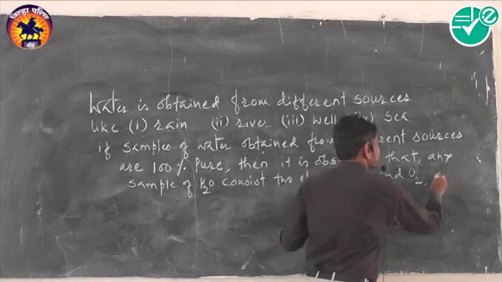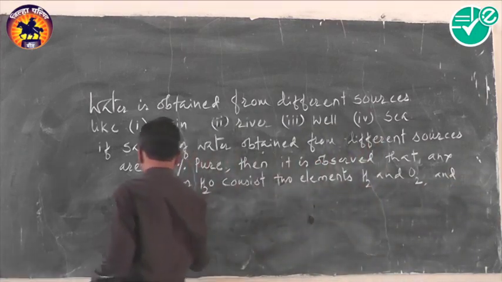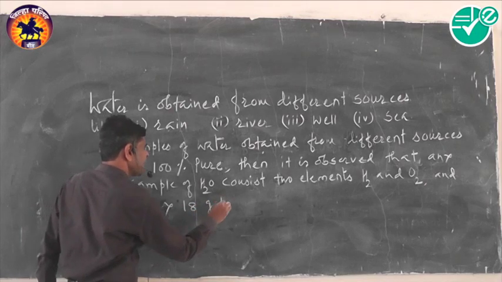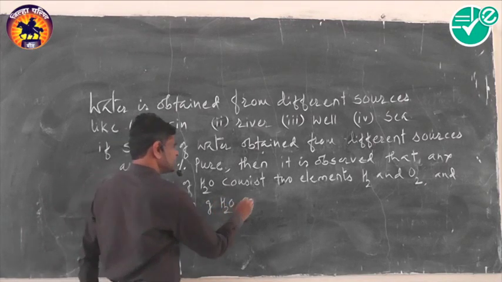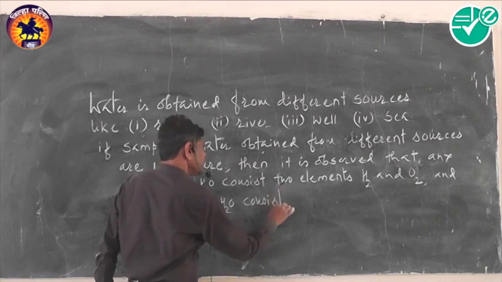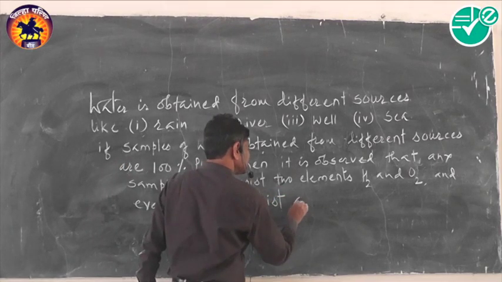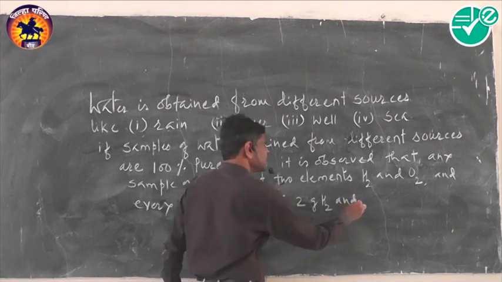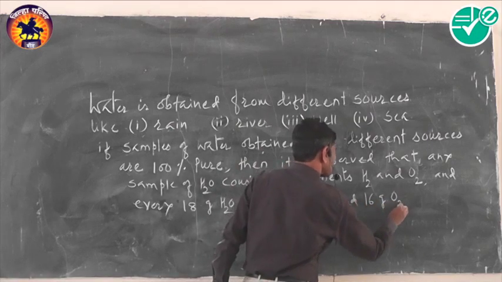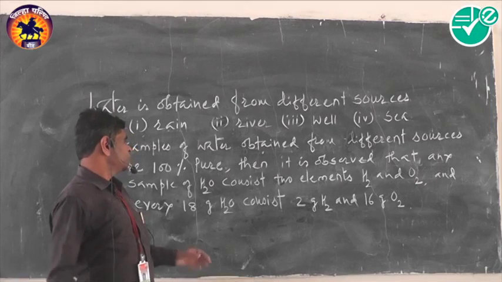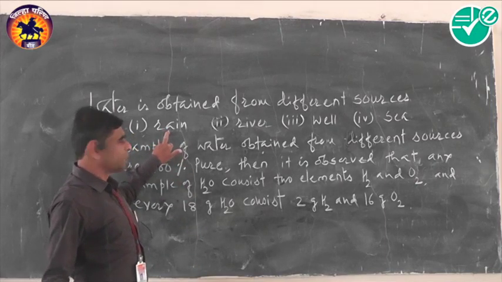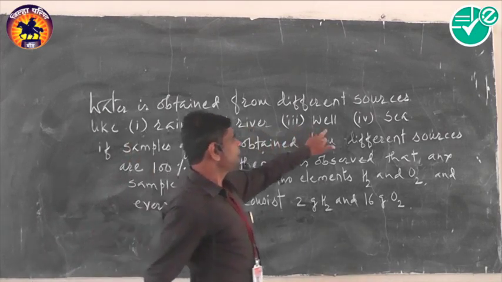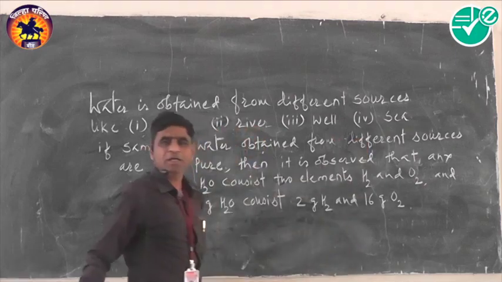And every 18 gram of water consists of 2 gram hydrogen and 16 gram oxygen. And thus remember, every 18 gram of water, 18 gram of water from rain, 18 gram of water from river, 18 gram of water from well and 18 gram of water from sea.